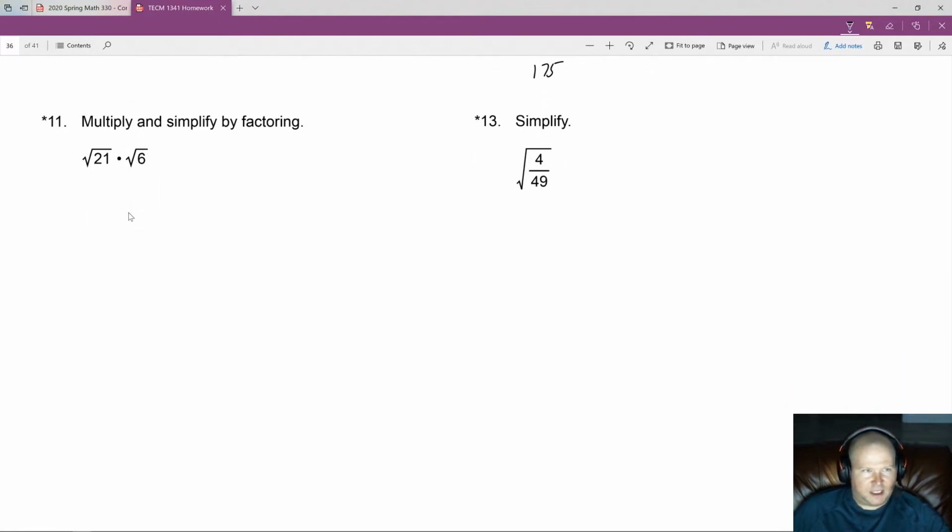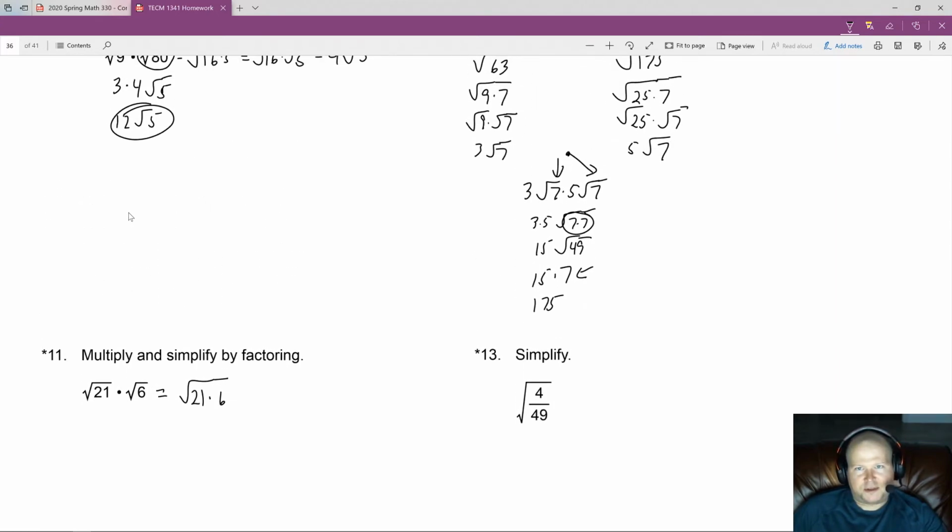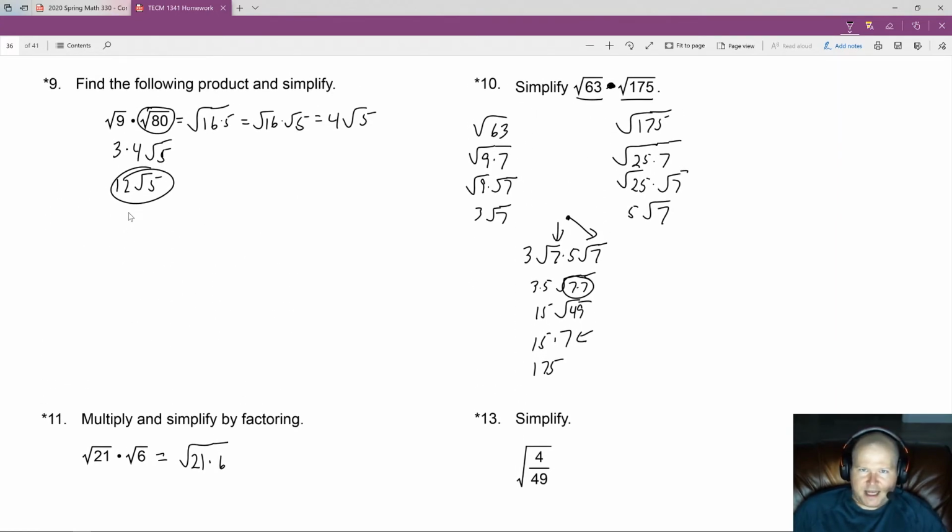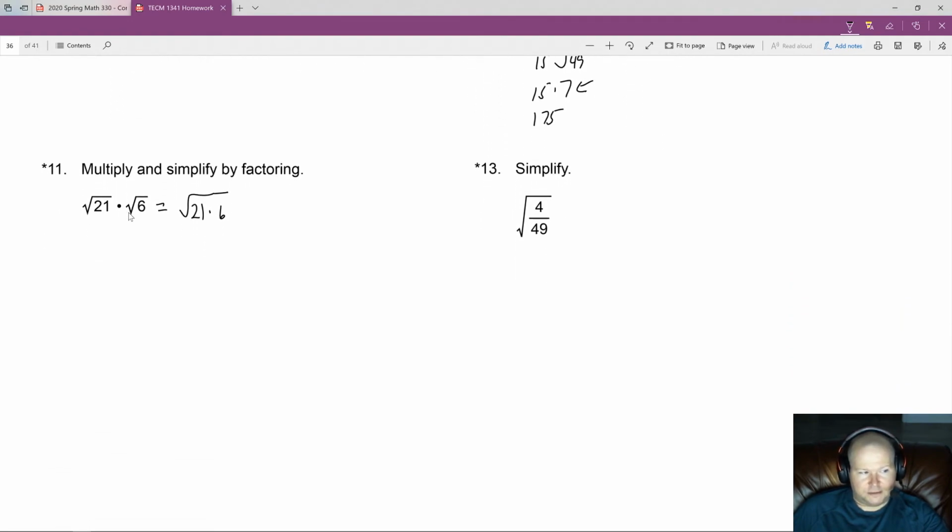Multiply and simplify by factoring. Now, it's also true that you could, if you want to, just multiply these together right off the bat, 21 times 6. The problem with that approach is it's often going to result in larger numbers to deal with, but then you only have to simplify once. The problem with the previous approach on number 10 is that if you simplify as much as possible to begin with, you will have to simplify more often in the long run, but you're going to be dealing with much smaller numbers. So pick your poison. Either multiply everything through initially and then deal with larger numbers, or simplify as much as possible, but you might have to simplify multiple times. There are pros and cons to both approaches.